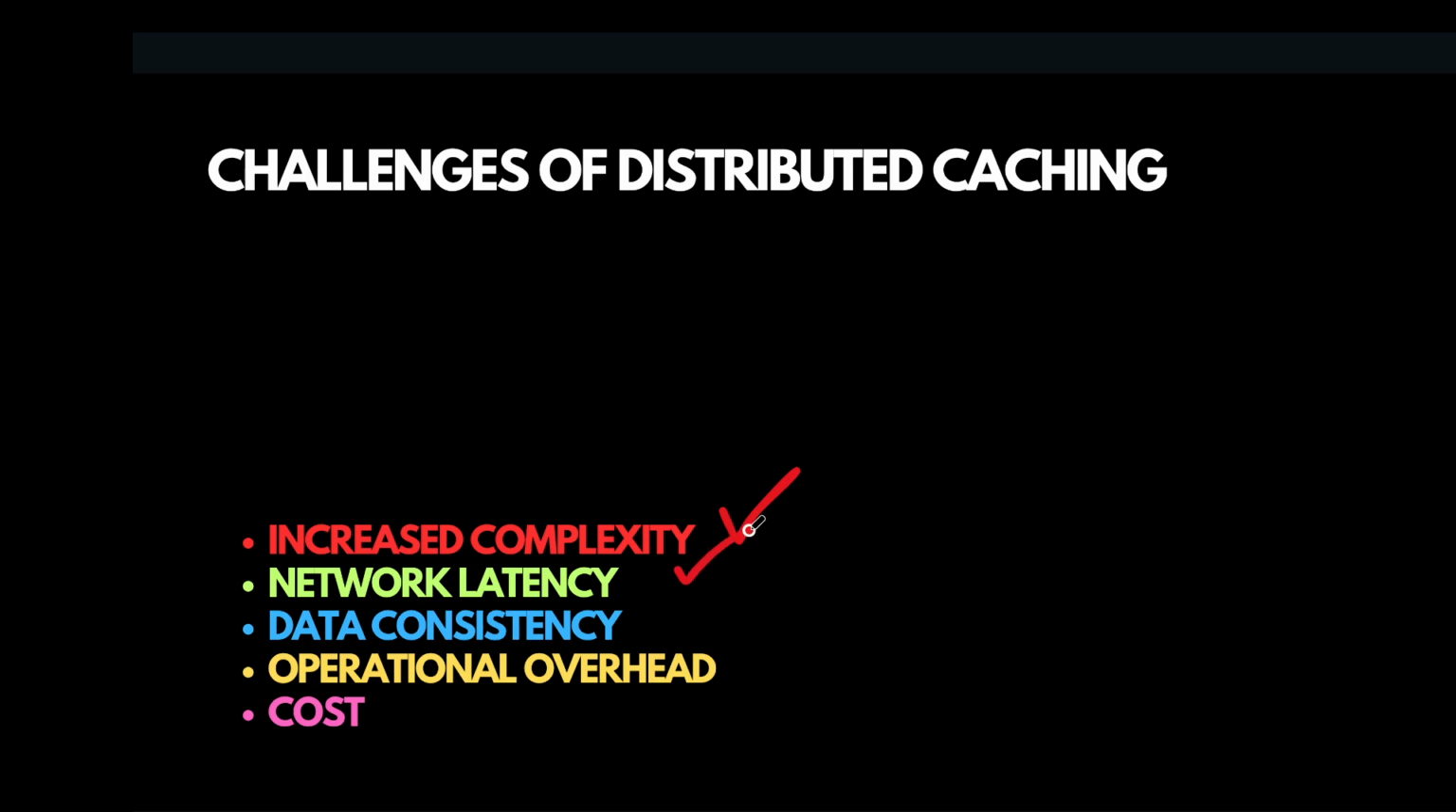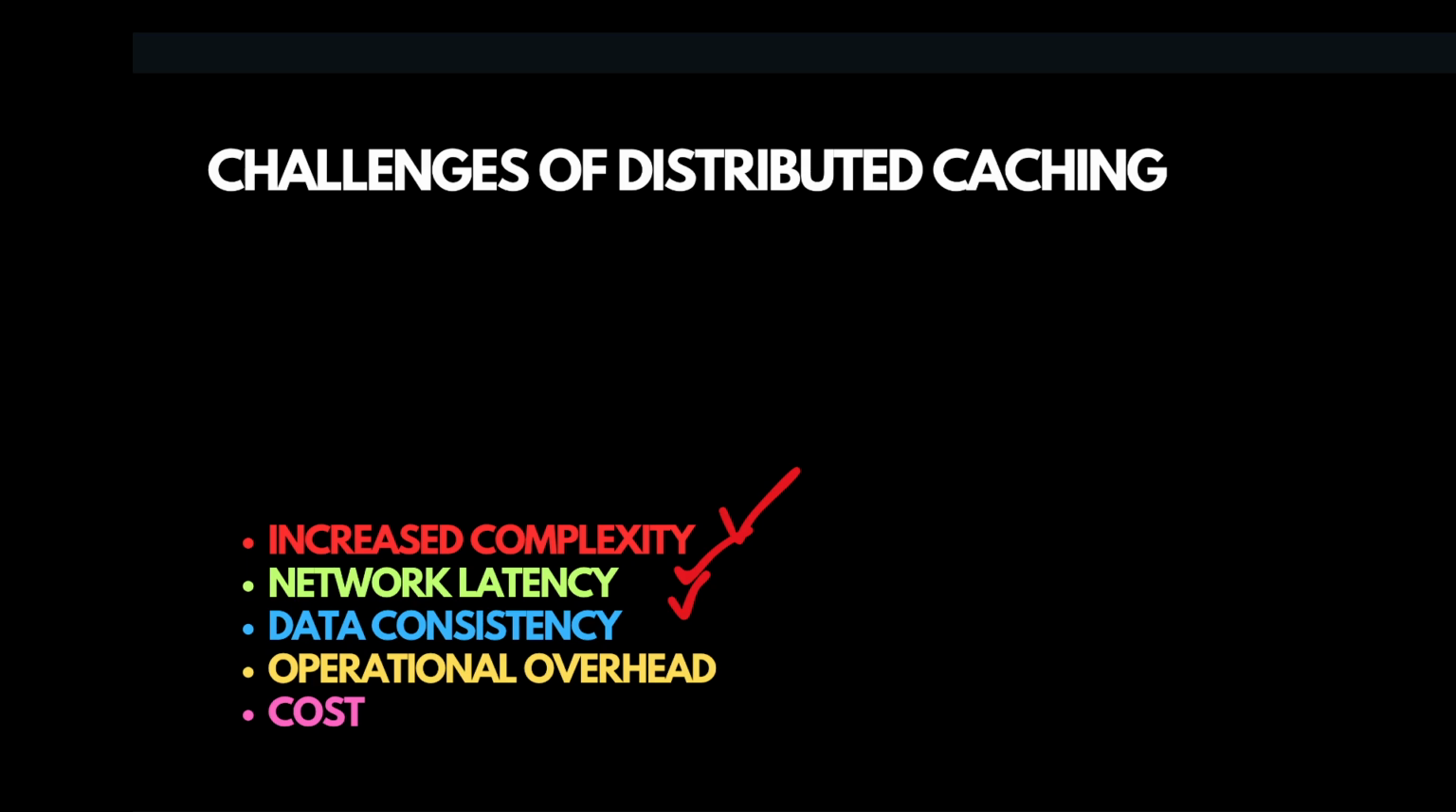Number two, network latency. Even though it's fast, requests still travel over the network between your application and the cache nodes, which introduces some latency compared to a purely local in-memory cache. Number three, data consistency. Ensuring cache coherence across multiple distributed nodes is a significant challenge, especially with concurrent writes. Strategies like write-through, cache invalidation messages with pub/sub, and careful time-to-live management become even more critical for data consistency.